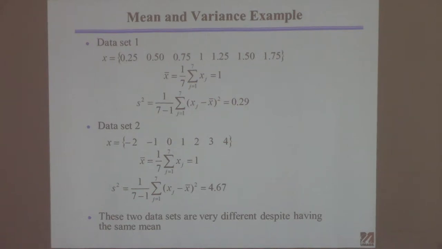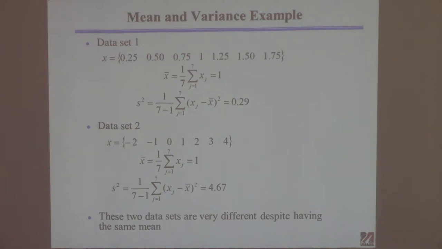So if you look at the second data set, which I also made up, it looks like this. If you calculate the mean, you'll see the mean of this data set is also 1. By construction, I made it so. And then if you calculate the variance of this data set using this formula right here, you'll see it's much greater than the first data set.